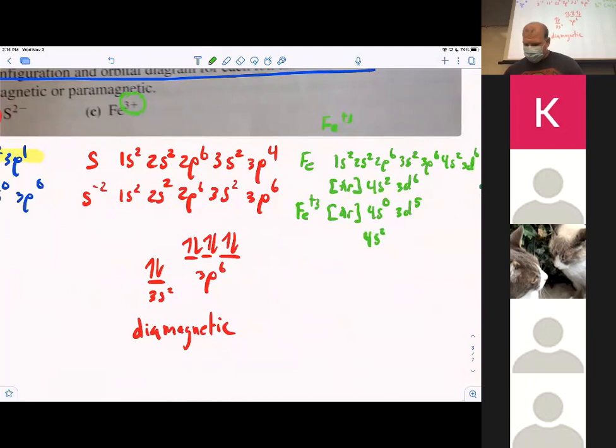It's not going to be 4s squared 3d3. This is wrong. You don't rip three electrons from the d. You rip two electrons from the s and then the remaining one from the d. Okay, which means you have 4s, 3d, no electrons in 4s, 1, 2, 3, 4, 5. And you can see then definitely iron plus 3 is most definitely paramagnetic.